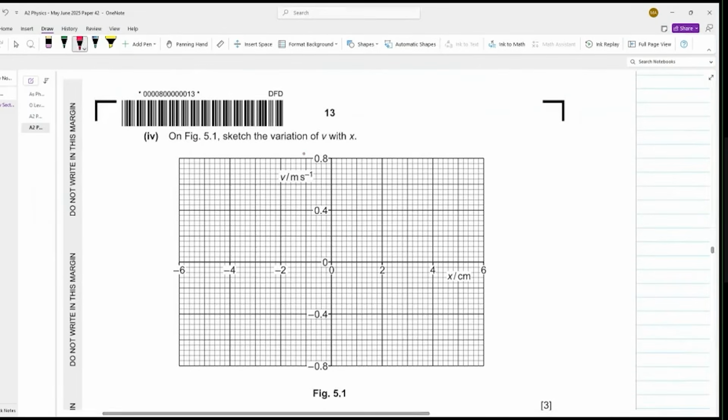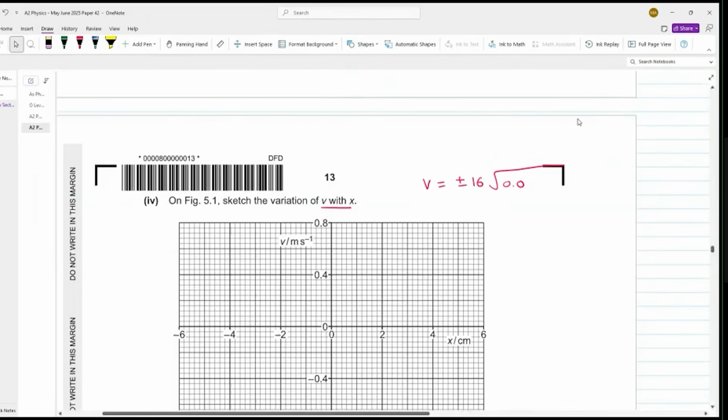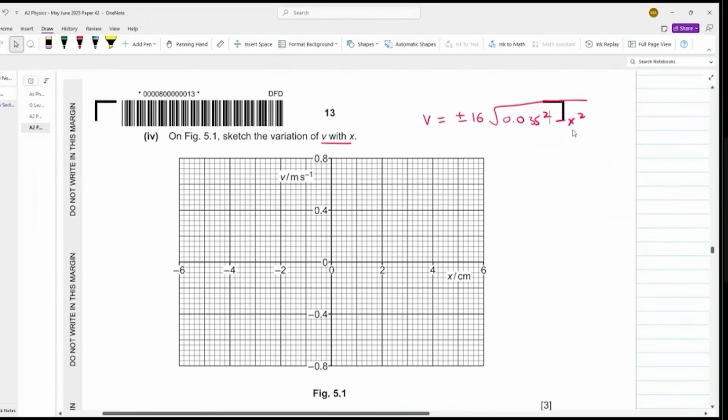On figure 5.1, sketch the variation of velocity v with x. Okay, what is the velocity equation? Plus minus 16 under root 0.035 square minus x square. Now please remember the next two key points.